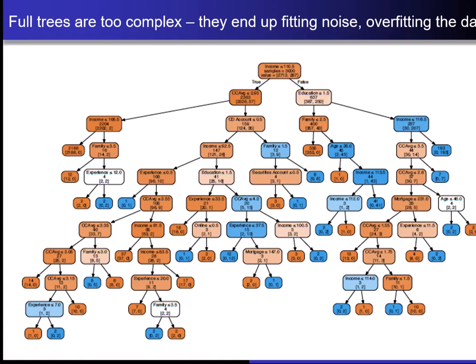So should we get a tree like this? Well, this is called overfitting. Overfitting is a significant issue in decision trees primarily because it leads to models that are very well tailored to the training data but perform poorly on unseen data, which is the test data.